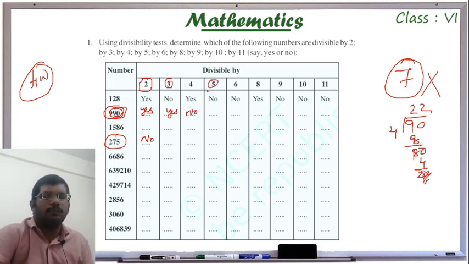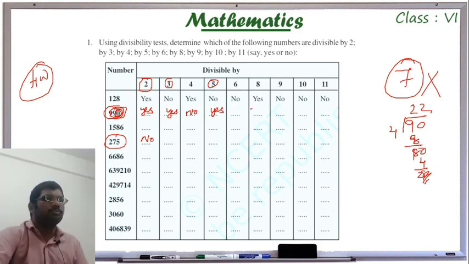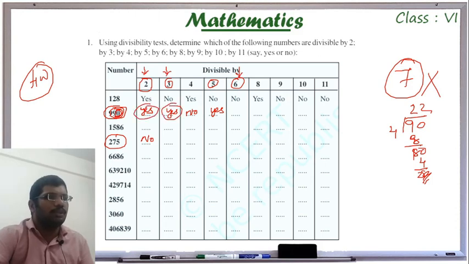Check whether it is divisible by 5 or not. If it is divisible by 5, the last digit will be 0 or 5. Here it is 0. So yes. So you have to fill like this. Divisibility by 6. Check whether it is divisible by 6 or not. For 6, if it is divisible by 2 and 3, then it is divisible by 6. So here it is divisible by both 2 and 3. Therefore for 6 also it is divisible.